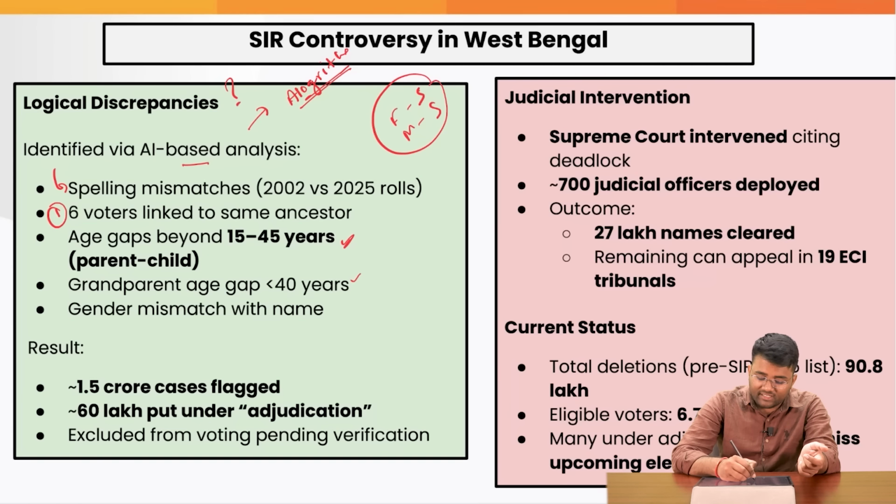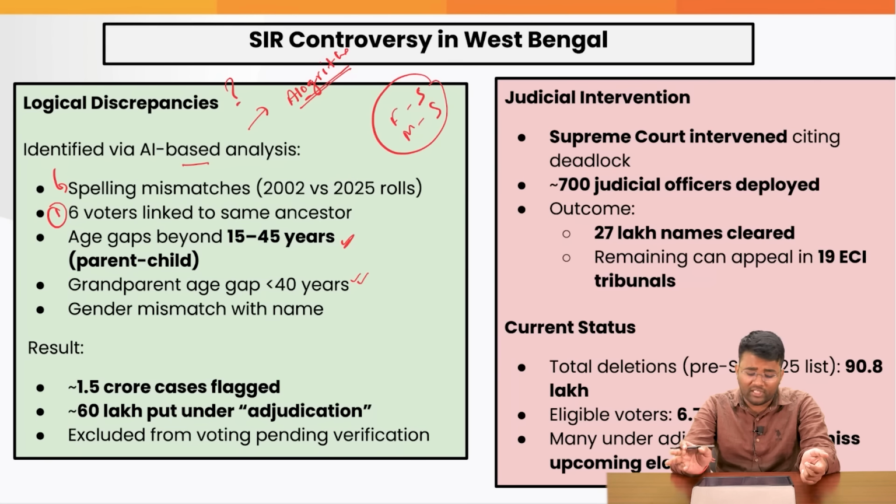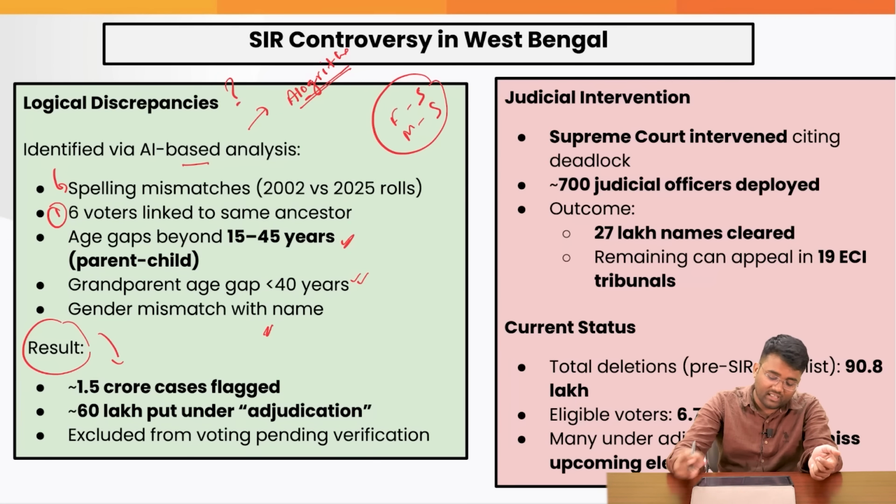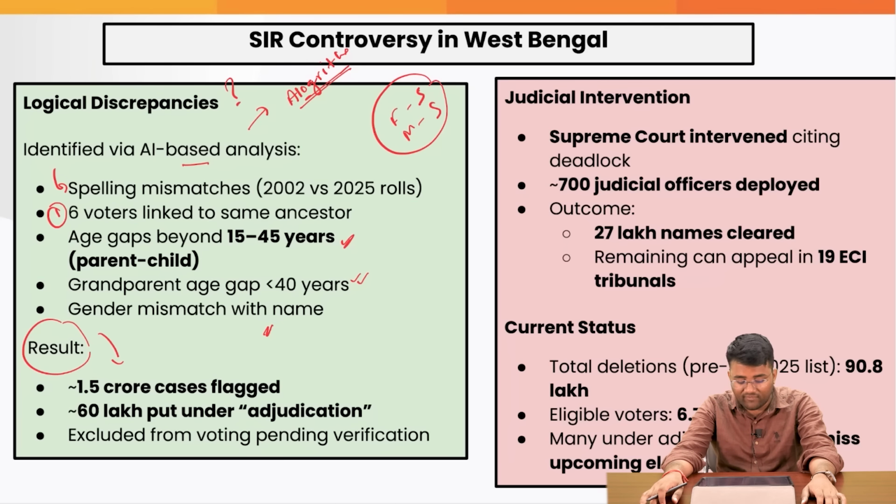The grandparent age is also sometimes less than 40 years. So that also raises the question whether the dates of birth that were entered have been properly verified or not. And there are gender mismatches with the name, where some persons belonging to different genders have names of another gender. The result of all this has been that around 1.5 crore cases are flagged.